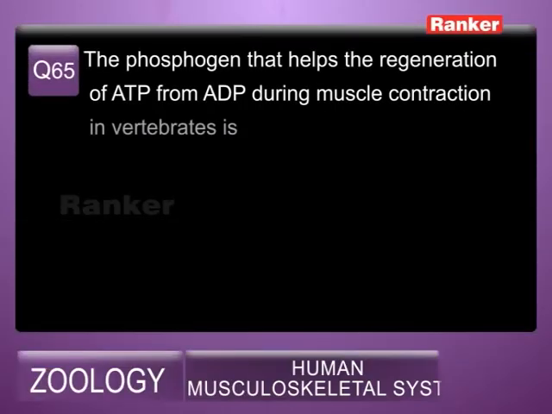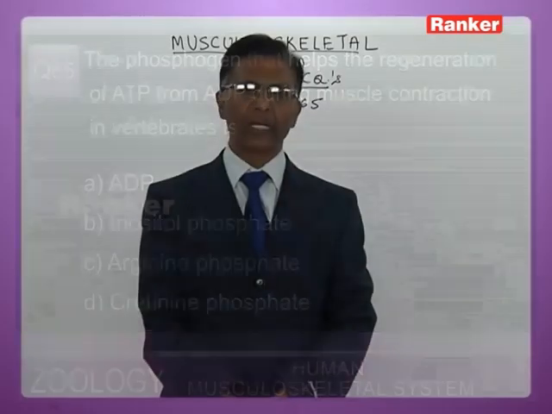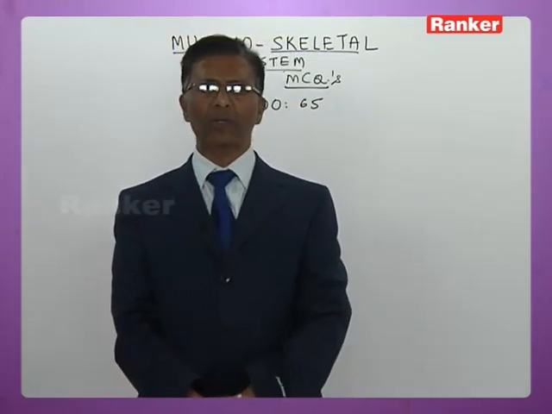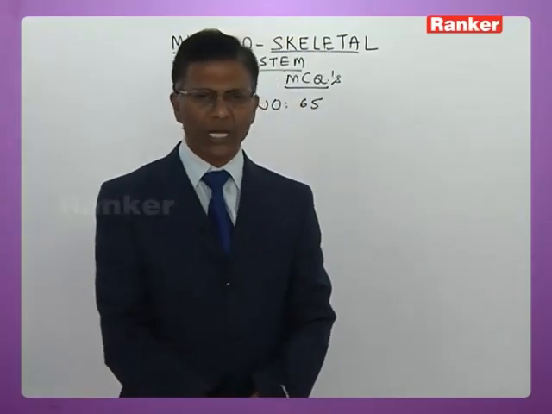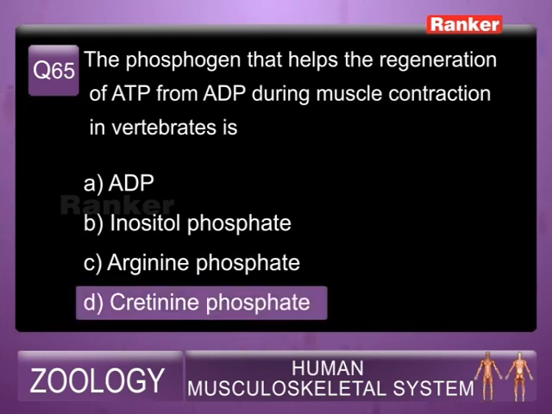65. The phosphogen that helps regeneration of ATP from ADP during muscle contraction in vertebrates is A, ADP, B, inositol phosphate, C, arginine phosphate, D, creatine phosphate. Dear students, you know very well that in all vertebrates, the phosphogen in the muscular tissue is phosphocreatine, whereas in invertebrates it is phosphoarginine. So the answer is phosphocreatine or creatine phosphate. That is, the answer for this question is D.